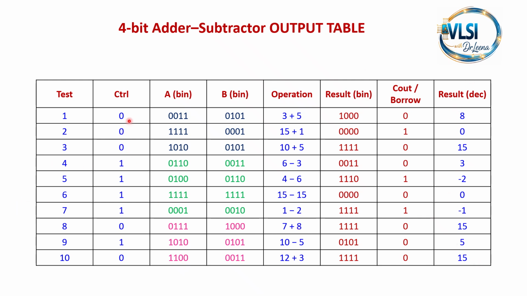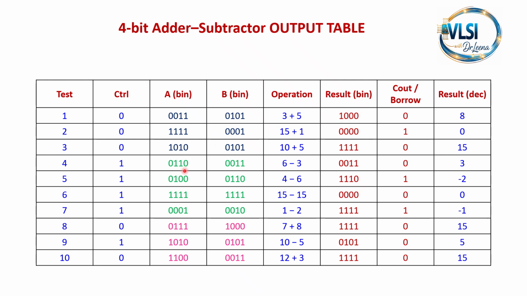So first, in the test case, we have taken control is equal to 0. We have performed the addition operation. That is, A input is taken as 0, 0, 1, 1, and B input is taken as 0, 1, 0, 1, and its values are for A is 3 and B is 5. We have added it 3 plus 5, it is equal to 8, and the result is given in the binary 1, 0, 0, 0. This is for 8.